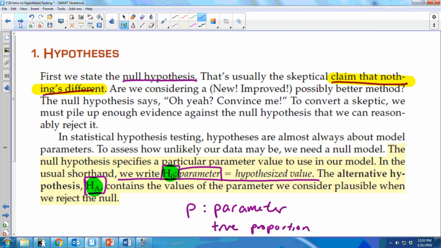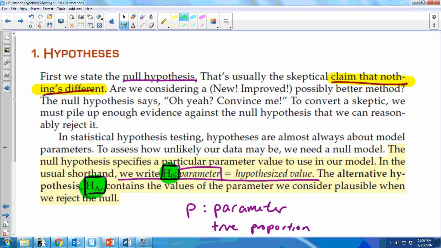There's symbols for both of those. H sub 0, which we say H naught, that's the null hypothesis. H sub A, that's the alternative hypothesis. Now, your null hypothesis, no matter what the test you're doing, is always the parameter you're looking at equals whatever you think that parameter is.